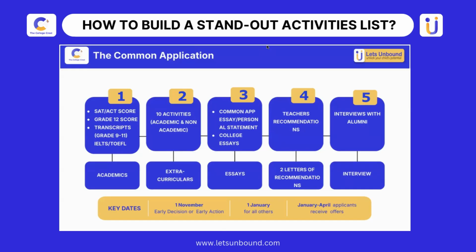Now, if you look at the important deadlines, your application starts by 1st of November, and that's your early application cycle, moving to 1st of January, which is for the regular application cycle, and the results are normally by January till April. Now, this is that one part that I wanted to show you. How does an admission officer look at the admission process?